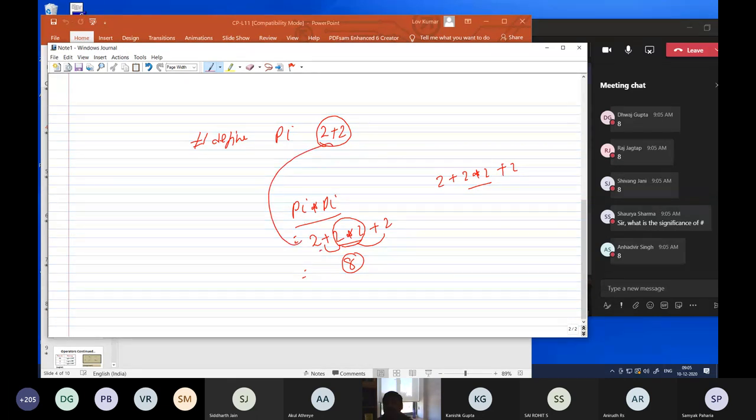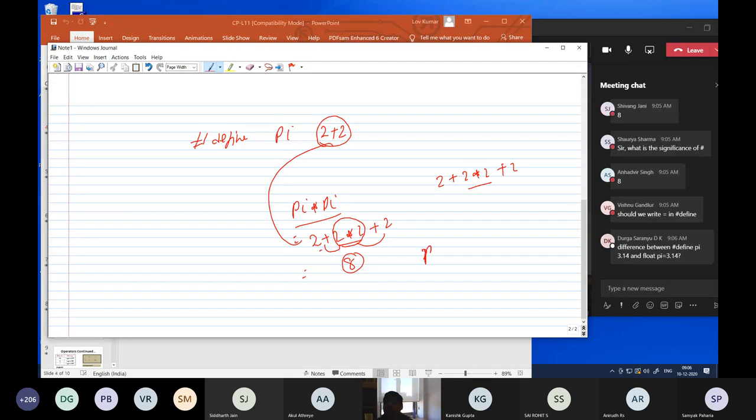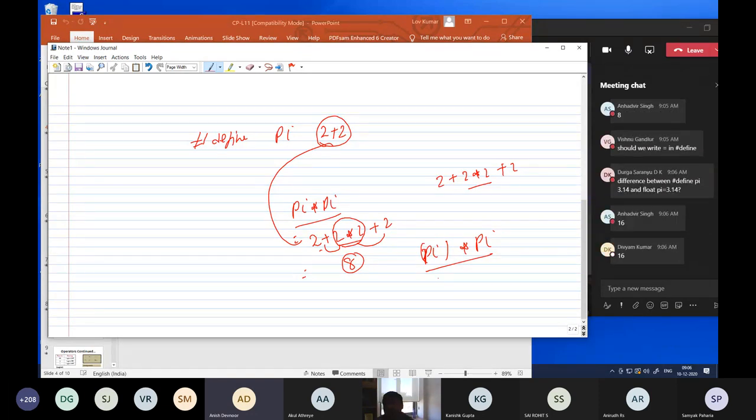Directly it will write the value of pi, simply it will write 2 plus 2. Same like that, if you are writing pi bracket into pi, what is the value we will get? Pi bracket into pi. What is the value we will get? 16. Blindly you cannot give the value.